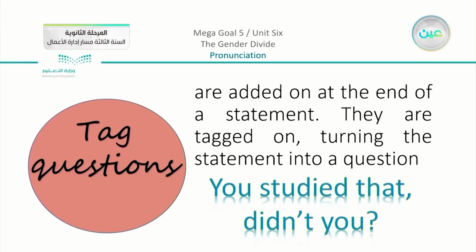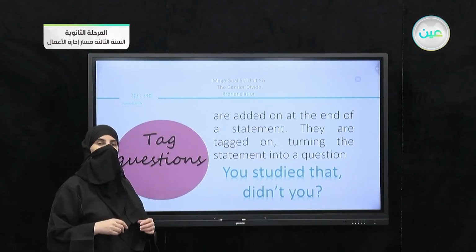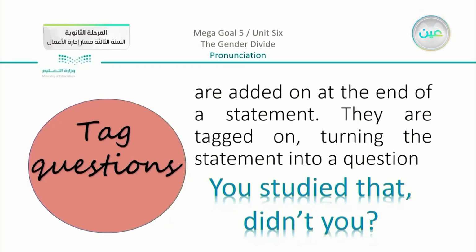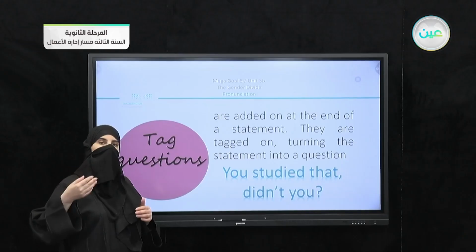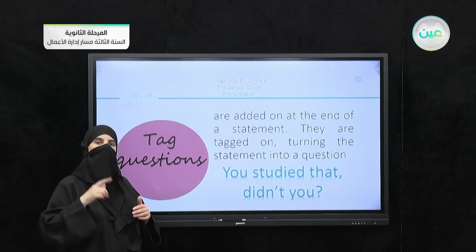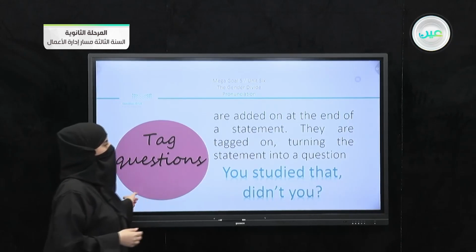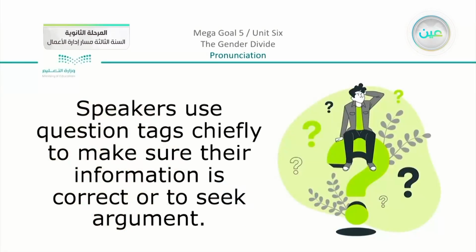Like, for example, you studied that, didn't you? So you can say the same statement in another way. I can ask you, you studied that, didn't you? Or, you studied that, didn't you? So one time I have it high, you studied that, didn't you? And the other time was lower, you studied that, didn't you? So we are going to see why we have this kind of high and low.